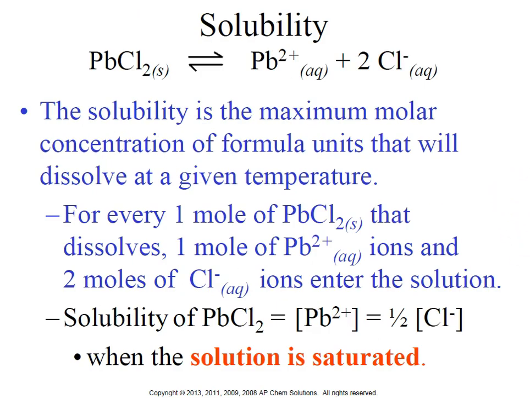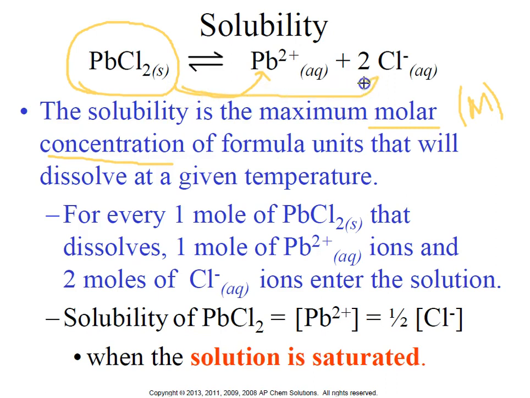All right, what is solubility? Remember this from the previous lesson. We talked about how solubility was the maximum amount that would dissolve. In this case, our solubility is going to be the maximum molar concentration that will dissolve at a given temperature. So our unit for solubility is going to be capital M for molarity. Here we're talking about it in terms of moles. So it's saying for every 1 mole of your lead chloride that dissolves, you're going to get 1 lead and 2 chlorides.